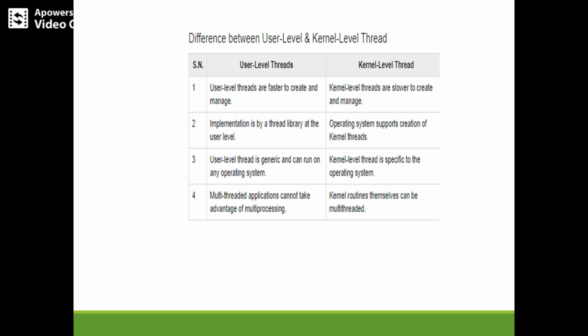For each process, a thread has to be created between the user space and the kernel space, therefore it takes a long time to create a kernel-level thread, and the implementation is user specific, whereas in kernel-level threads the implementation is supported by the operating system. In user-level threads, the thread is generic and can run on any operating system, whereas the kernel-level thread implementation is very specific to the operating system, because the kernel is specific to the operating system.